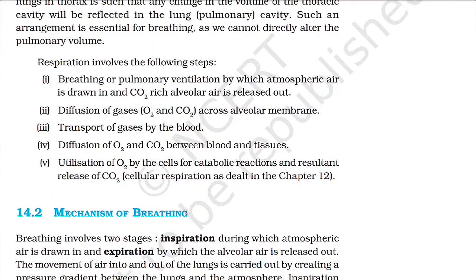Number 1. Breathing or pulmonary ventilation, by which atmospheric air is drawn in and carbon dioxide rich alveolar air is released out. Number 2. Diffusion of gases, oxygen and carbon dioxide, across alveolar membrane. Number 3. Transport of gases by the blood. Number 4. Diffusion of oxygen and carbon dioxide between blood and tissues. Number 5. Utilization of oxygen by the cells for catabolic reactions and resultant release of carbon dioxide.